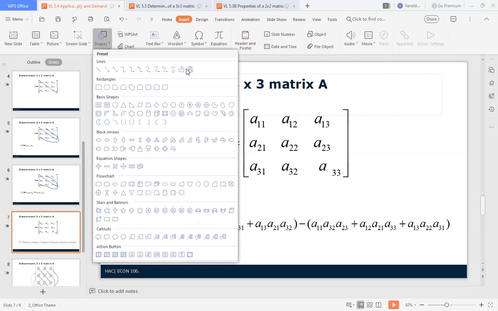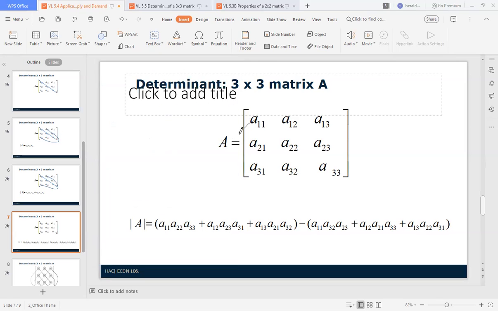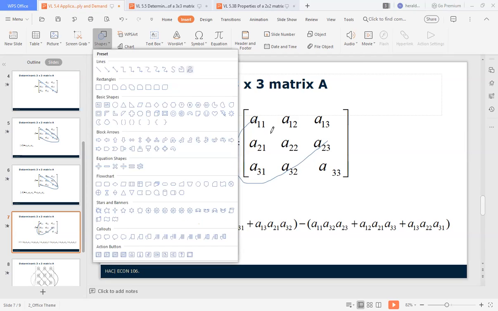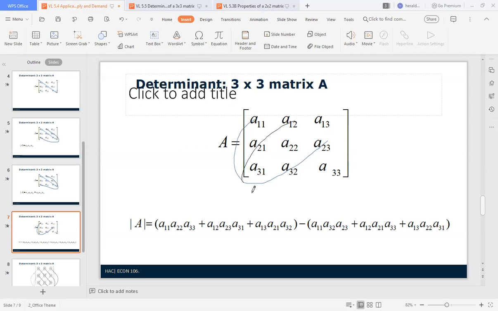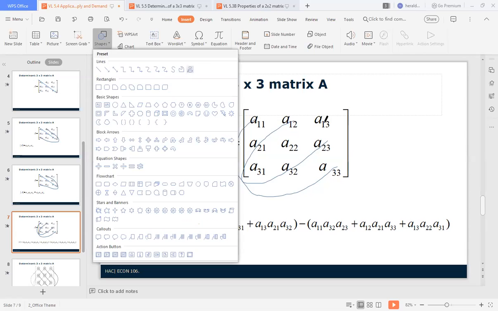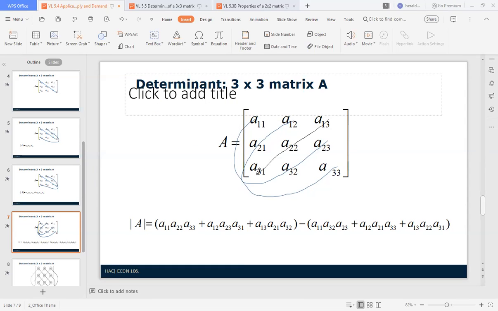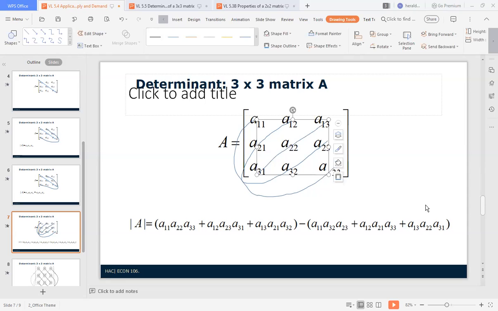Okay, so for this side, we'll get the sum of this. So that's A11, A32, A23. So here's the guide here. We also have to get the product of A12, A21, and A33. Okay. We also would need to get the product of A13, A21, A22, and A31. So here's this one.